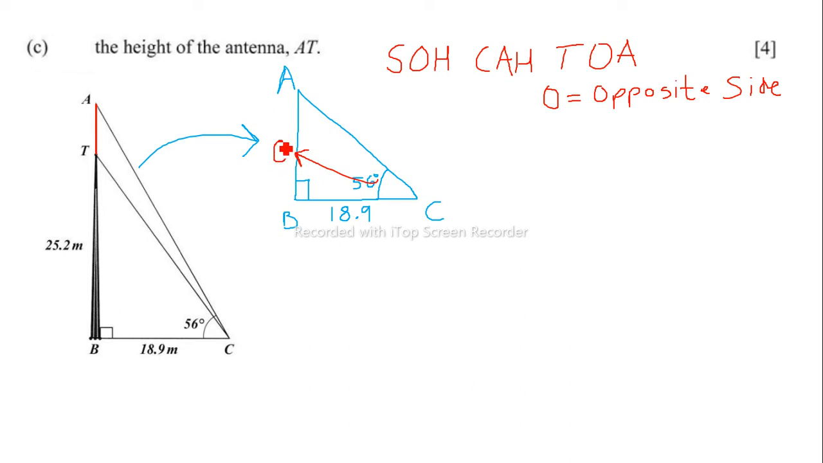O is the opposite side. The opposite side is always the side that is opposite the given angle. So we have the given angle here, and its corresponding side is O. That's the opposite. Then we have H. H is the hypotenuse. The hypotenuse is the longest side.